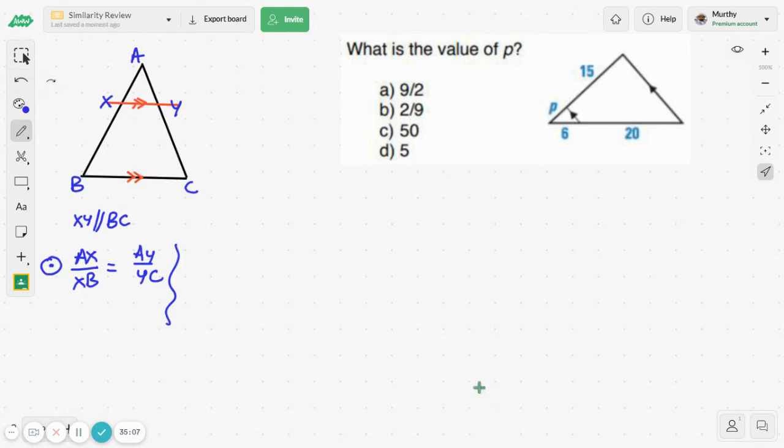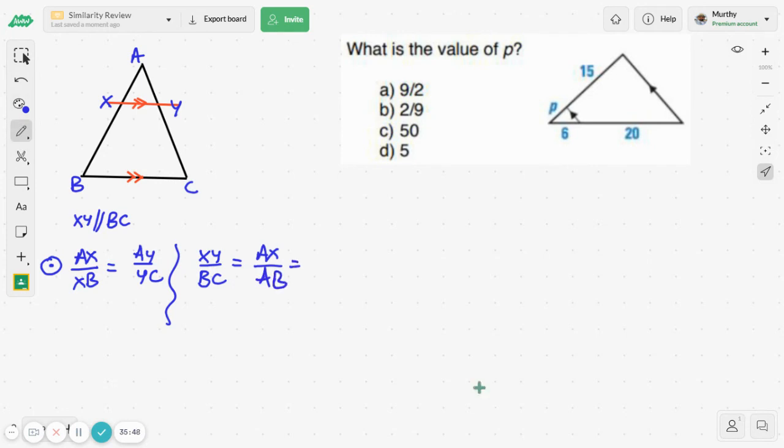So in such case, if I am taking XY over BC, please notice that I am taking one side of small triangle over one side of large triangle, right? In such case, one side of small triangle, that gives me AX, and one side of large triangle, here you have to take AB, not XB. I repeat, if I take AX, that is one side of a small triangle, and one side of the large triangle should be AB. I know it is a little confusing.